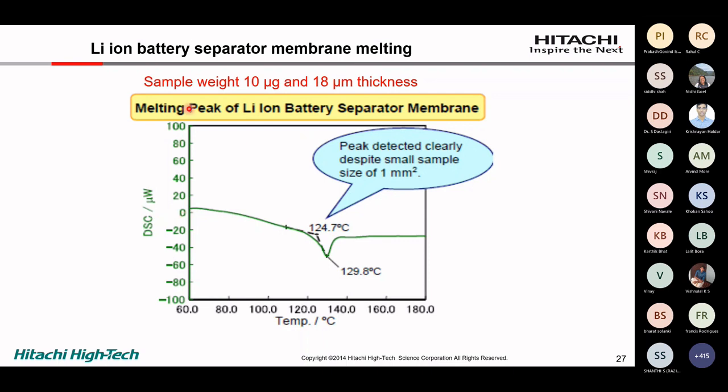The advantage here is, even if you have such a small thickness membrane, just imagine an 18 micron thickness membrane being used in the manufacturing process, and with such a small sample size, you can see a clear-cut melting of that membrane which is used in a lithium ion battery. So the advantage here is, if you have a very sensitive DSC, you can determine such a small thickness material, with a small sample size, by DSC for its identification.